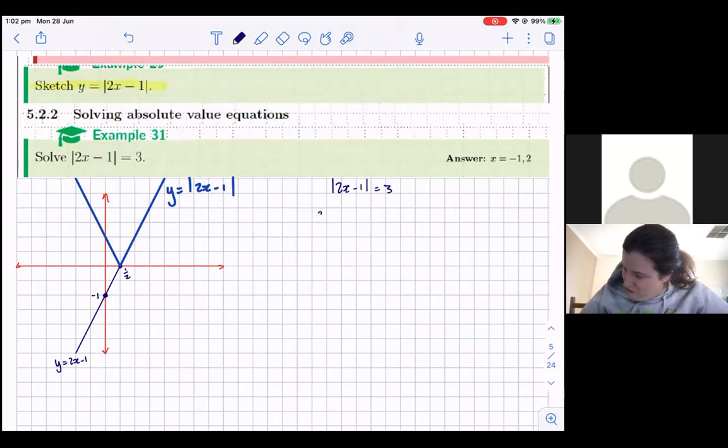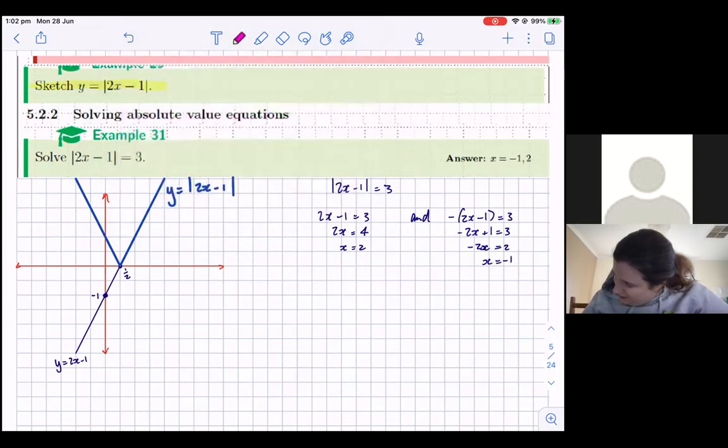Okay, so I've got positive 2x take 1 equals 3 and negative 2x take 1 equals 3, which means 2x equals 4, x equals 2 is one of my solutions. Negative 2x plus 1 equals 3, negative 2x equals 2, x equals -1 is another one of my solutions. So let's just have a look. X equals 2 is here. X equals -1, yeah, that's down here. That's about right. Looking good.